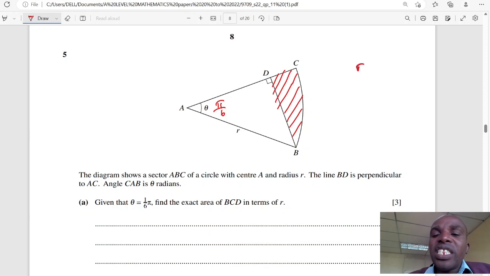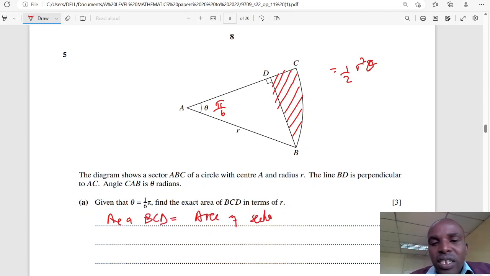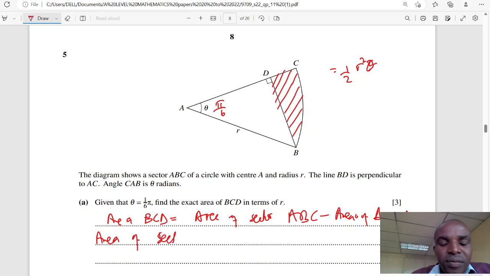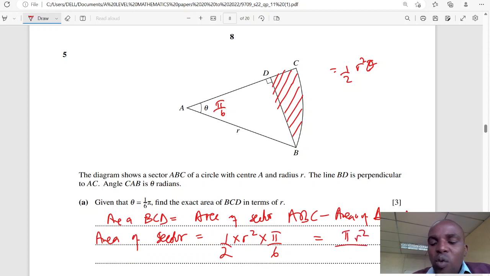Then area of a sector, you can just use half R squared theta. R we already have, that is R, then theta is pi over 6. So you say area BCD is equal to area of sector ABC minus area of triangle ABD. Area of sector is half R squared theta. My theta is pi over 6, simplify this part, you get pi R squared over 12. That's the area of the sector. That's part number 1.